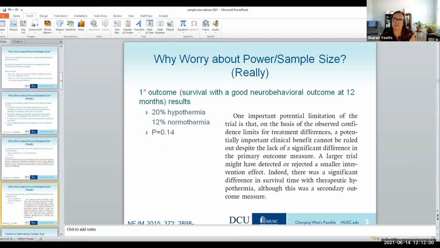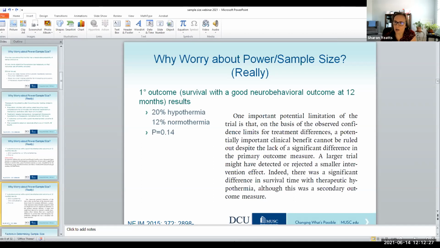The issue is, again, this notion that the trial was sized to detect a 15 to 20% difference. And so the limitation section of the manuscript actually addresses this. It says, on the basis of the observed confidence limits for treatment differences, a potentially important clinical benefit cannot be ruled out, despite the lack of a significant difference in the primary outcome measure.